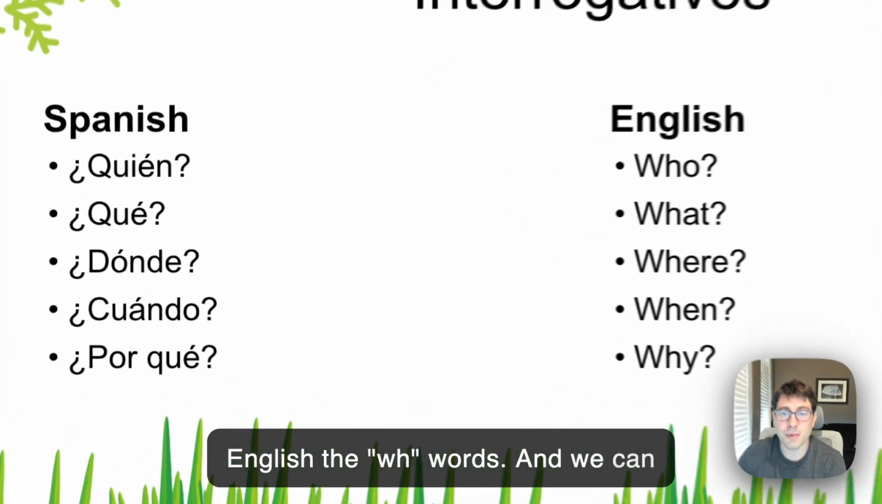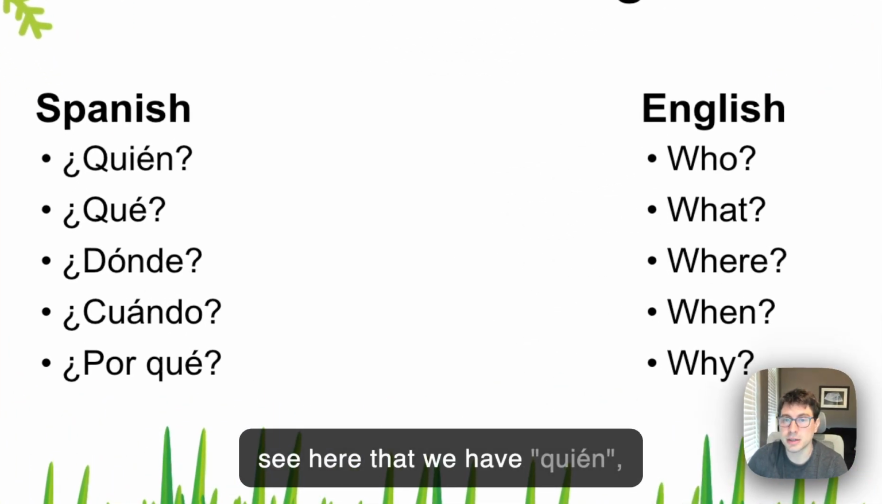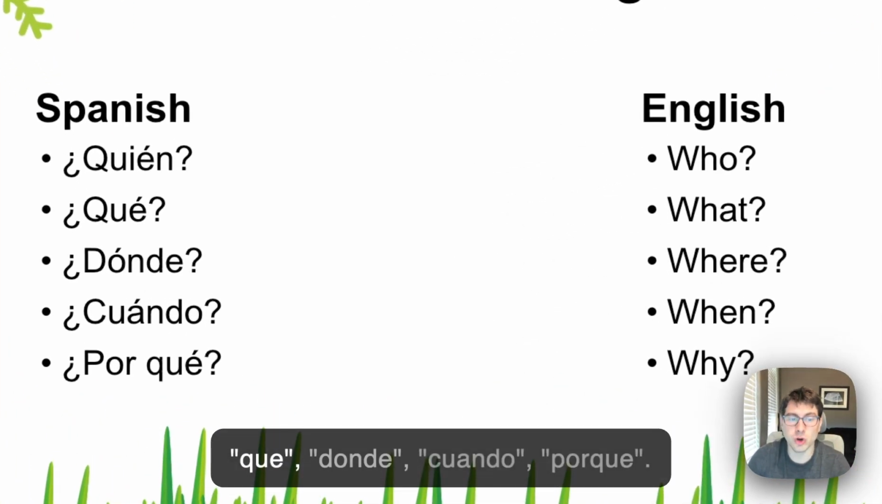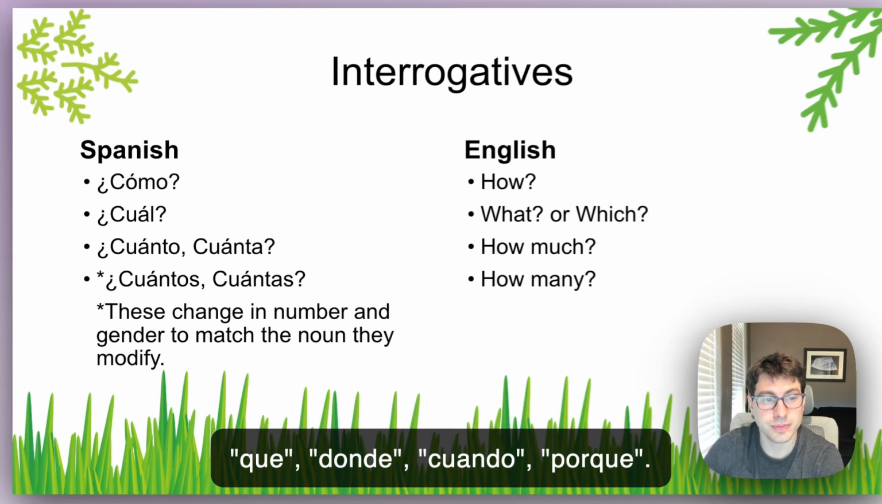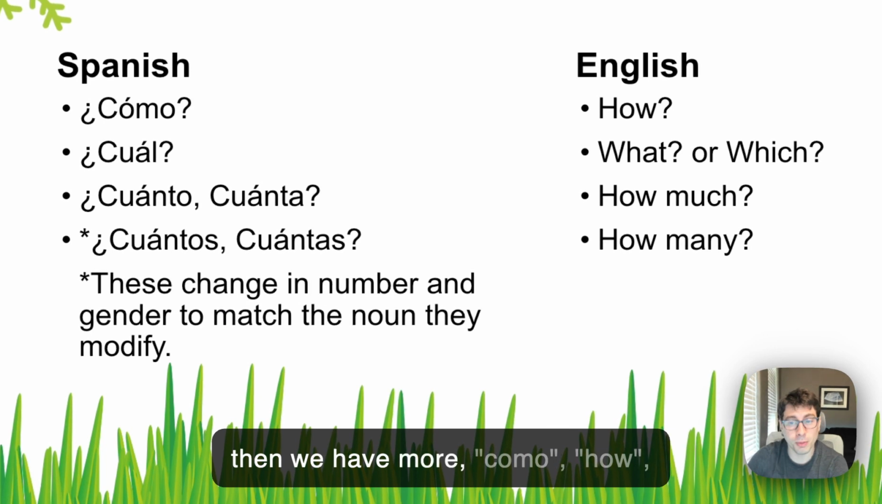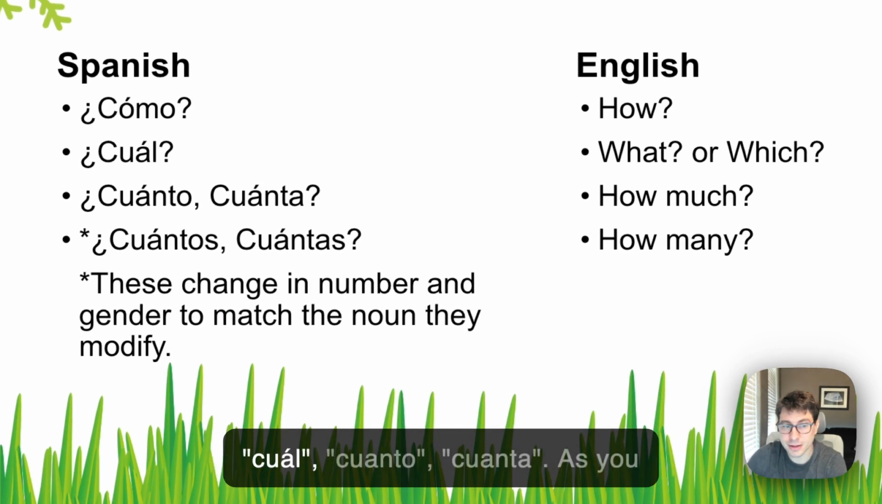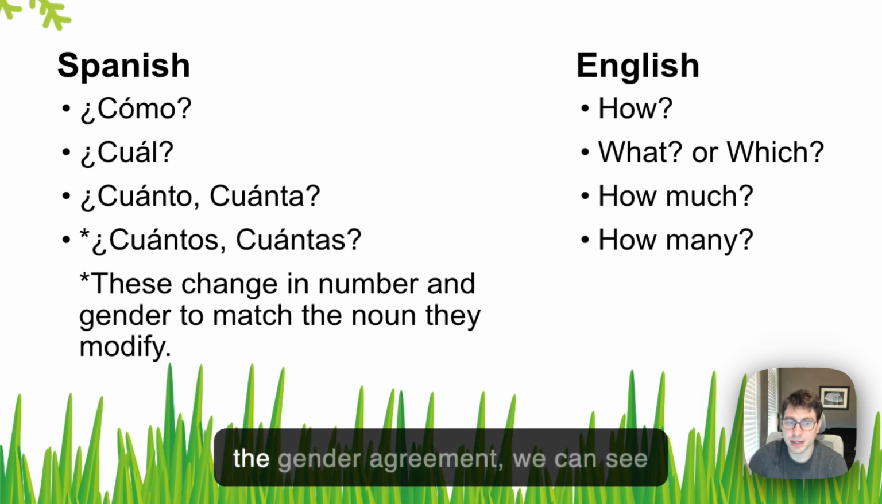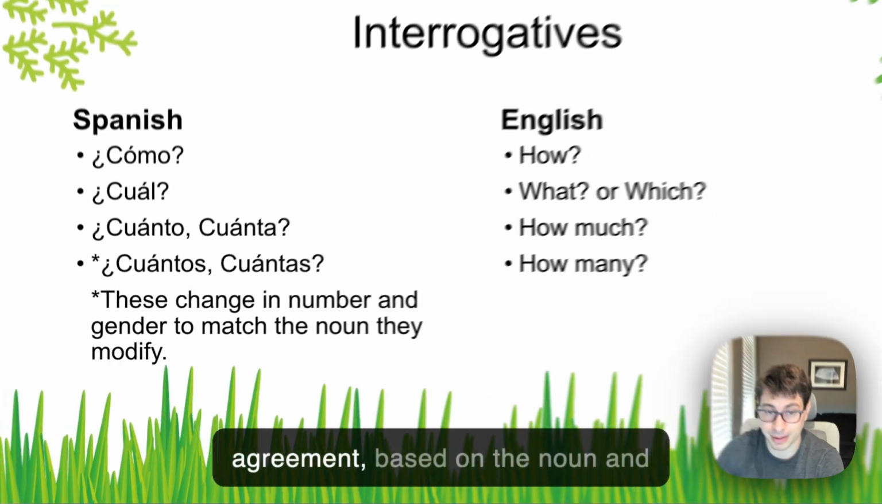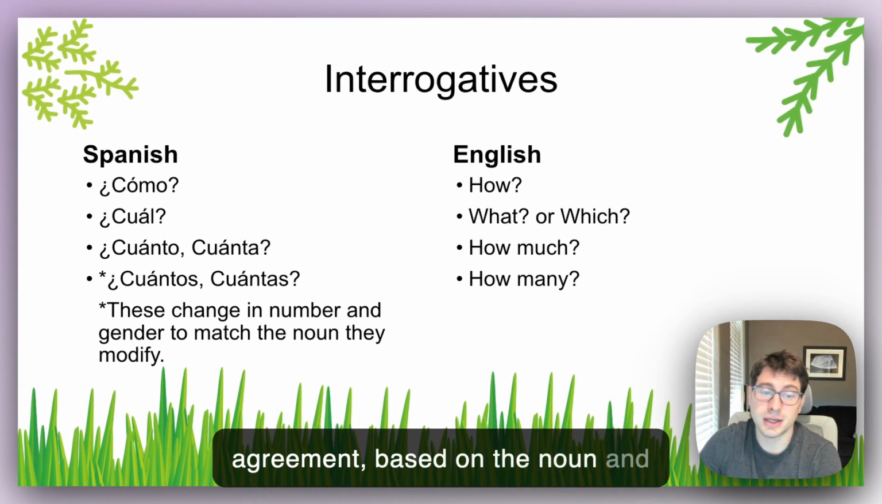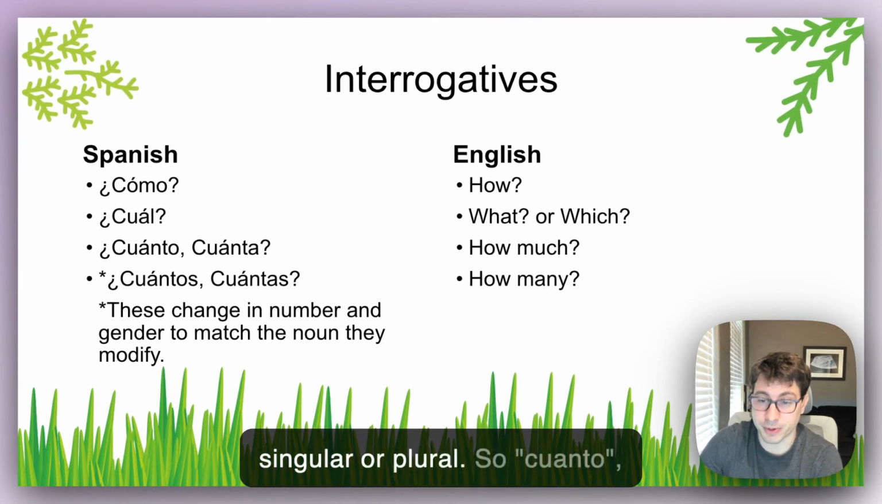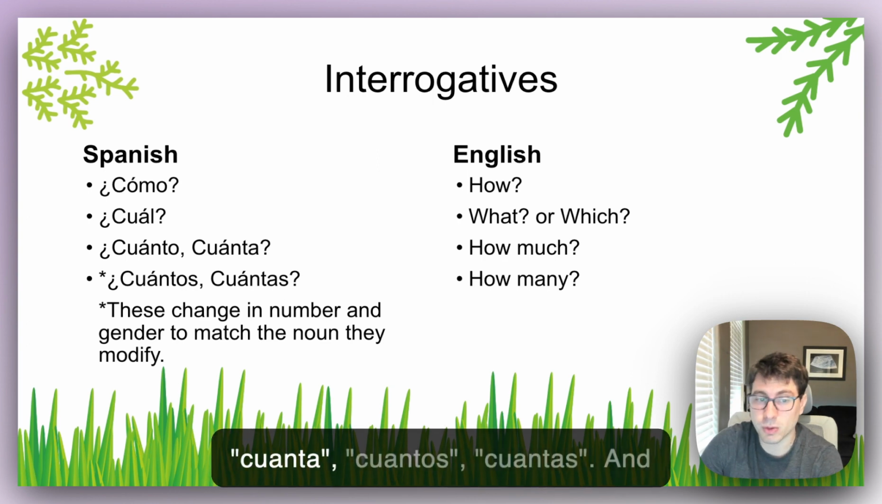And now we're gonna learn all the interrogatives, or how you say in English, the WH words. And we can see here that we have quién, qué, dónde, cuándo, por qué. And then we have more. Cómo, how, cuál, cuánto, cuánta. As you remember from the other lesson about gender agreement, we can see that some of them also have gender agreement based on the noun and singular or plural. So cuánto, cuánta, cuántos, cuántas.